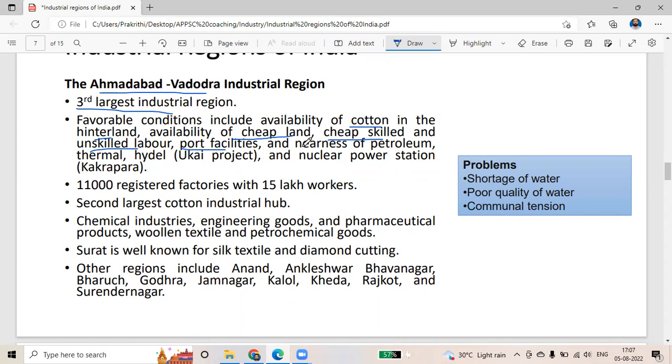Then near to petroleum, thermal and hydro and nuclear power station. बहुत कुछ हाइडल पावर स्टेशन है, उकाई प्रोजेक्ट है. Then nuclear power Kakrapara region उसी एरिया पे है. So there is lot of power. ये सब है इसका favorable condition. Almost 11,000 registered factories हैं, giving jobs to 15 lakh population.